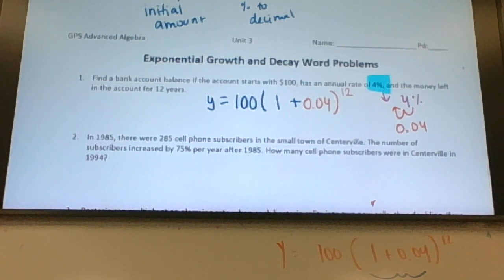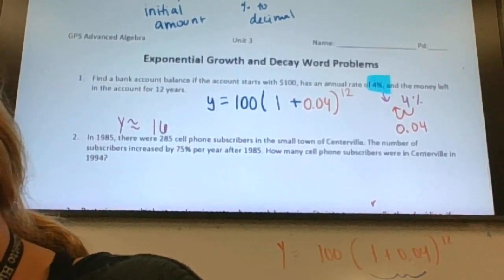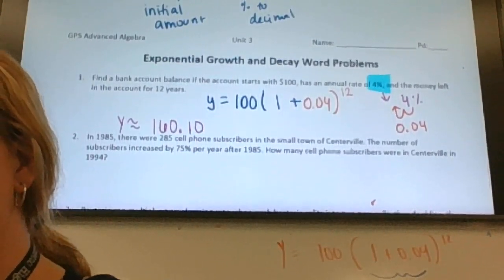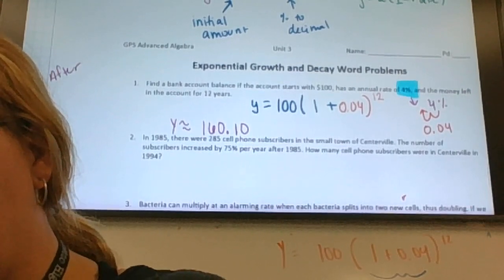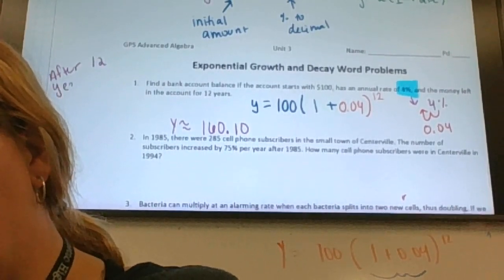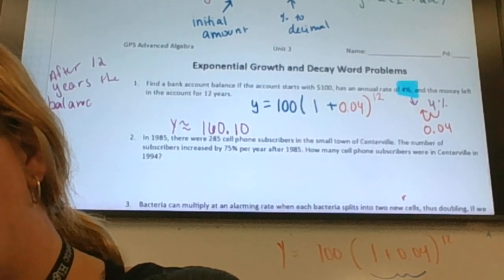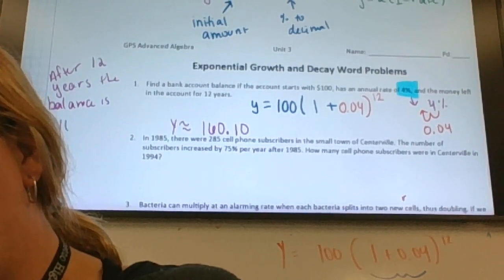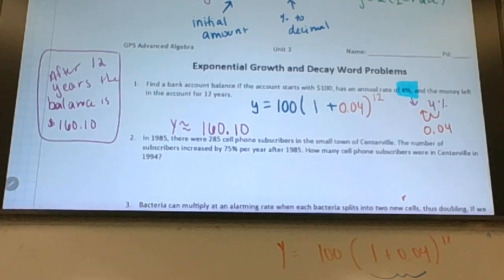1.04 to the 12th power is 1.6 times 100. My value is approximately $160.10. I'm going to answer in a complete sentence. After 12 years, the balance is $160.10. Yes, please answer in a complete sentence.